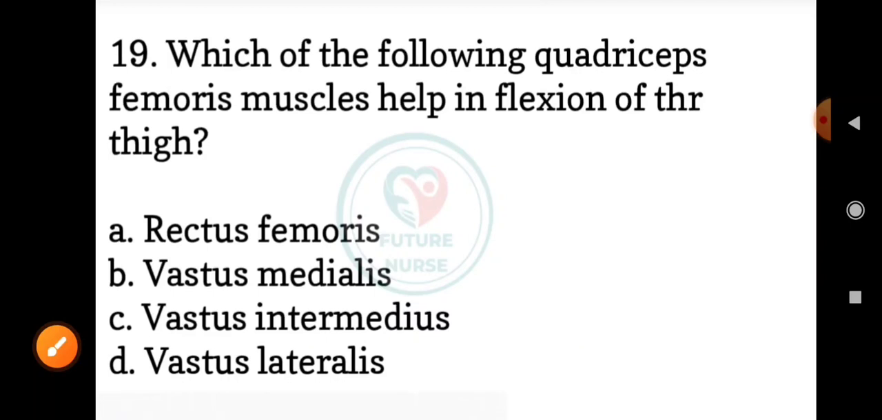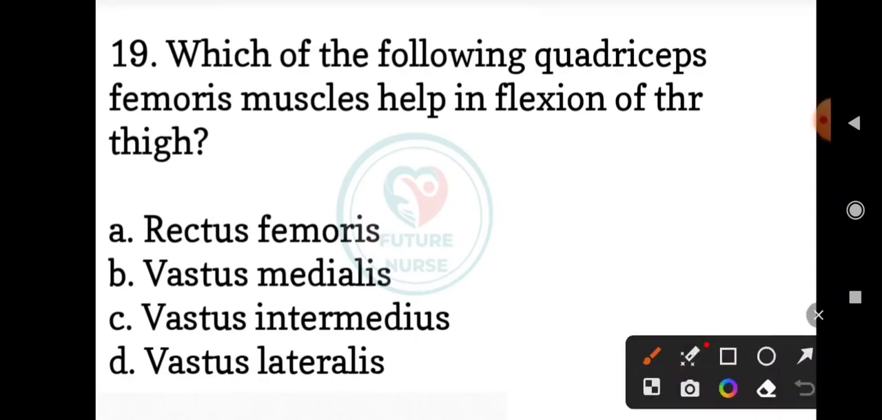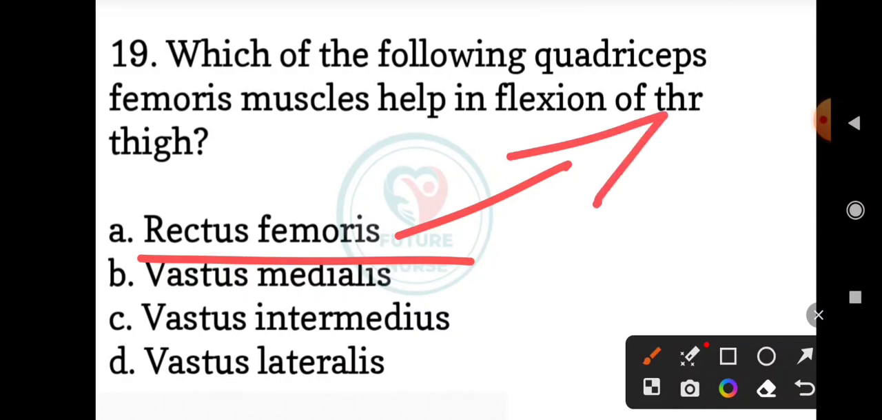Which of the following quadriceps femoris muscles help in flexion of the thigh? Options are rectus femoris, vastus medialis, vastus intermedius, vastus lateralis. So the correct option is rectus femoris. So this rectus femoris helps in the flexion of the thigh.